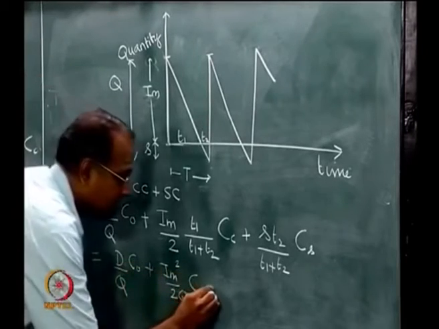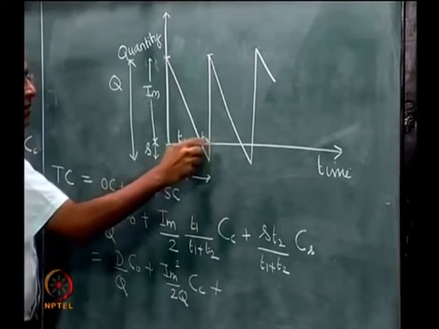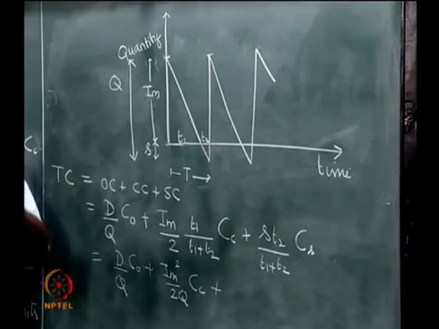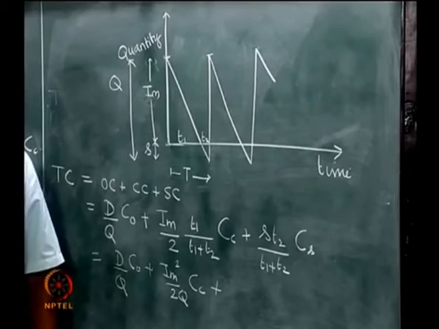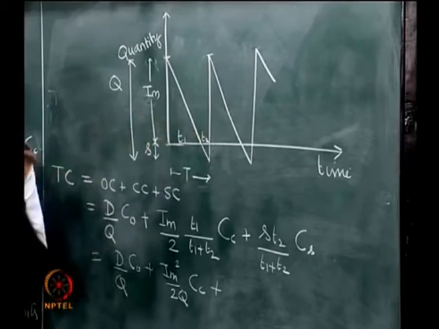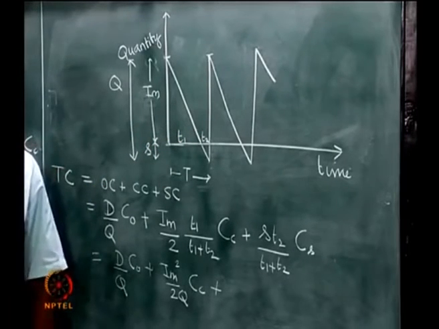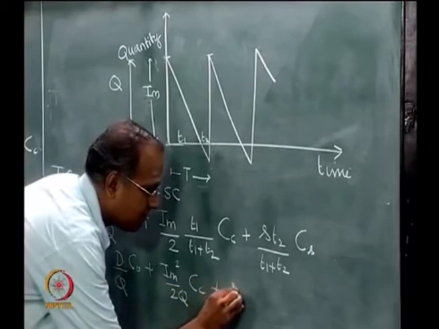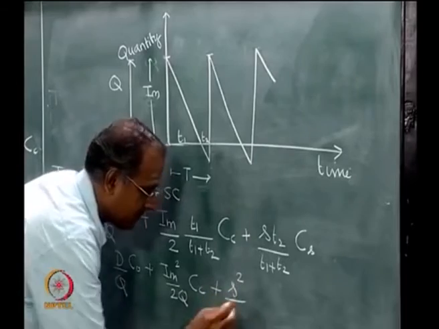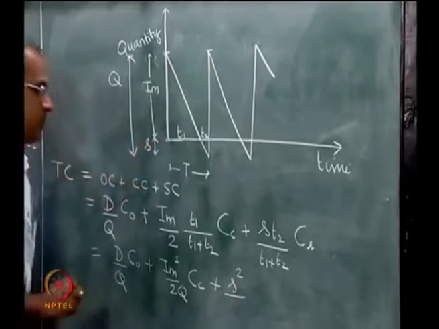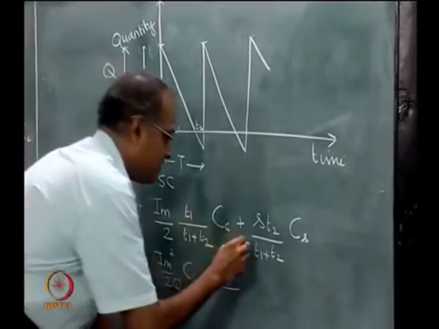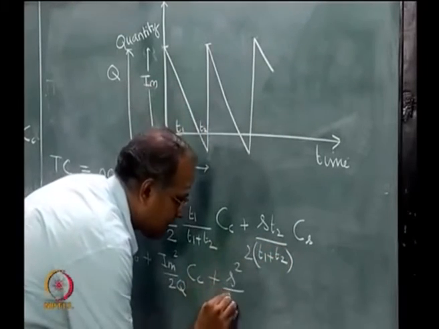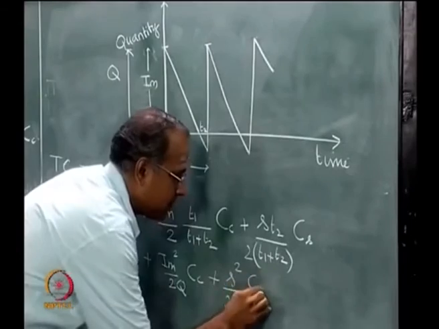Similarly, T2 by T1 plus T2 is equal to S by S plus Im, which will give T2 by T1 plus T2 is equal to S by Q. So on simplification, this will give S square by, oh I am sorry, there is a 2 that I have missed here, S by 2. So S square by 2Q into Cs.